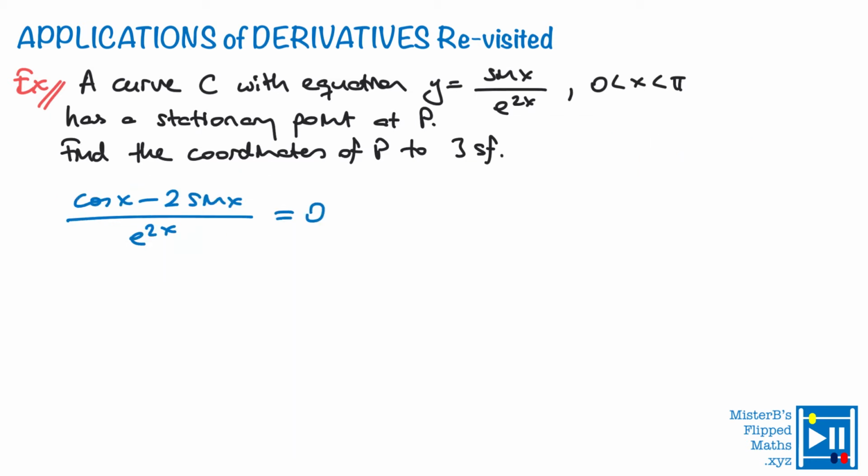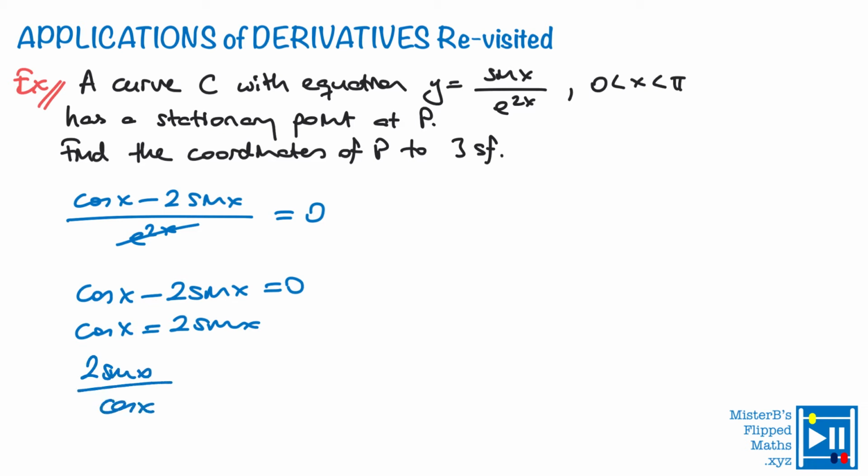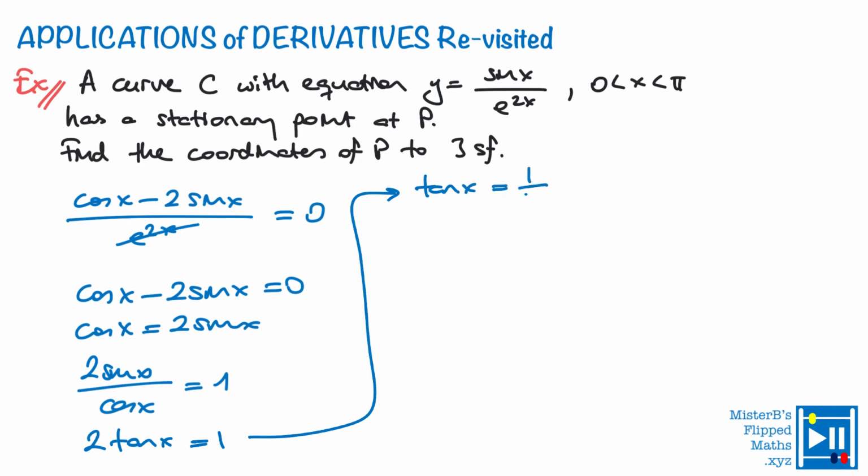So basically, e to the 2x has no function here because it's in the denominator. If you multiply both sides by e to the 2x, it will cancel out. So actually, I have cosine x minus 2 sine x equals 0. This means cosine x is 2 sine x. So if I divide both sides by cosine x, I'm going to have 2 sine x over cosine x equals 1. And now I have 2 tangent x equals 1, which means tangent x equals 1 over 2.